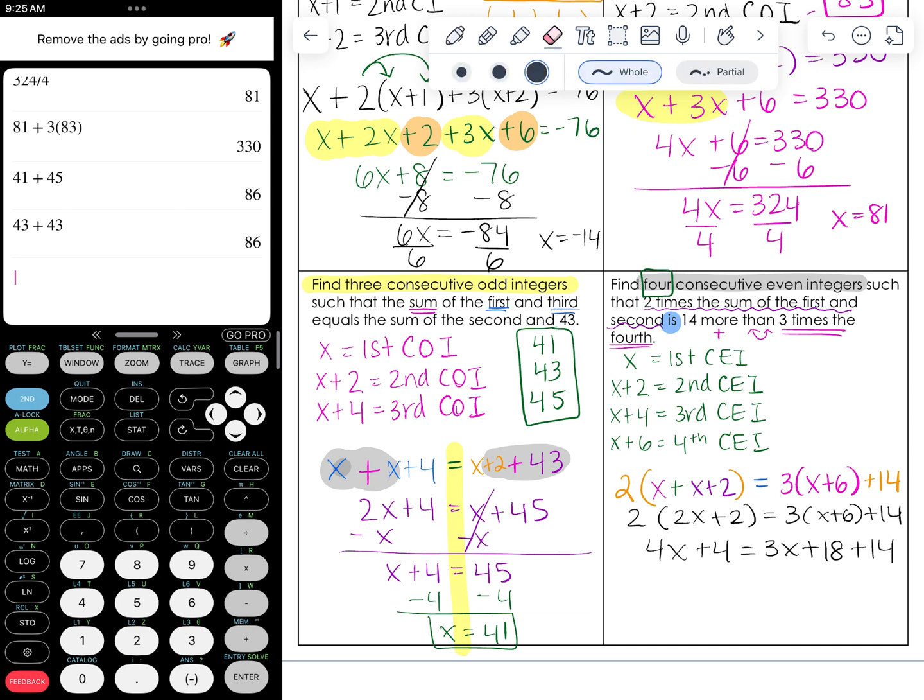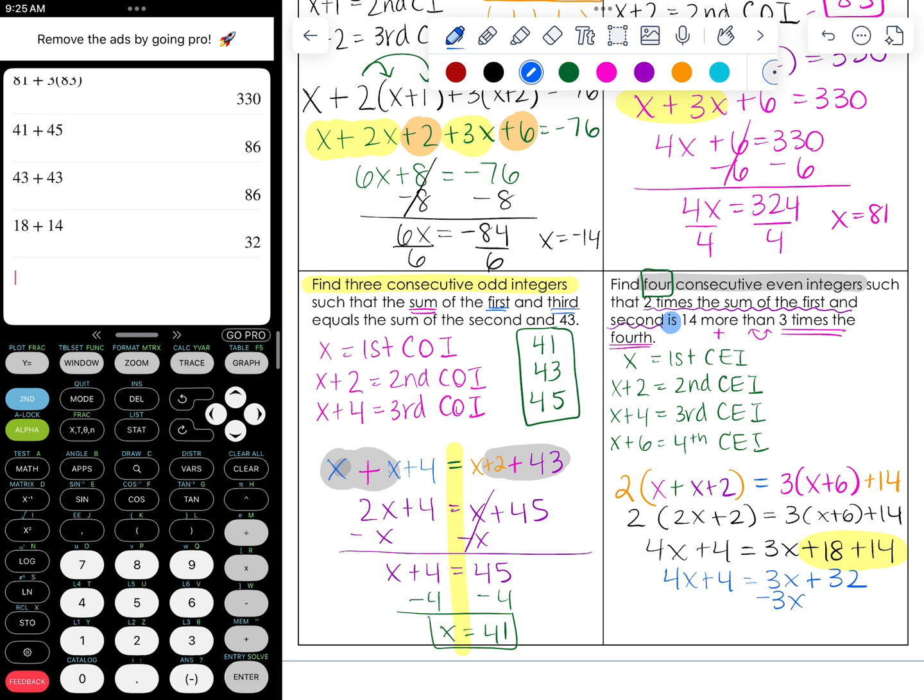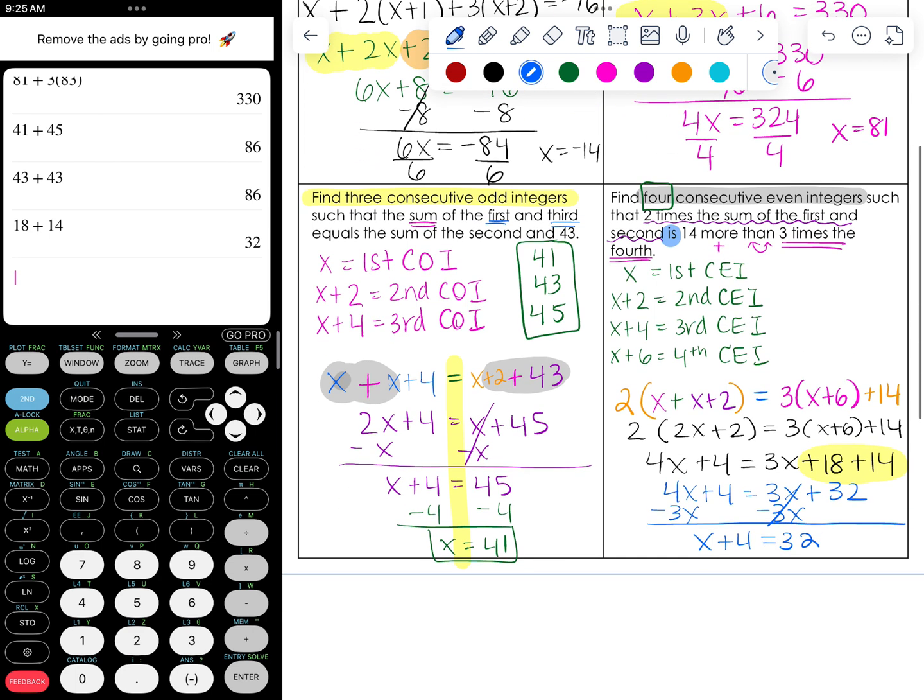All I did there was the distributive property. Okay, and now I'm going to combine my like terms. And I've got 4x plus 4 is equal to 3x plus 32. If you're not sure, just add 18 and 14 and you get 32. And I want to move my 3x to the left. So I have x plus 4 equals 32. And my last step, minus 4, you get x is equal to 28.